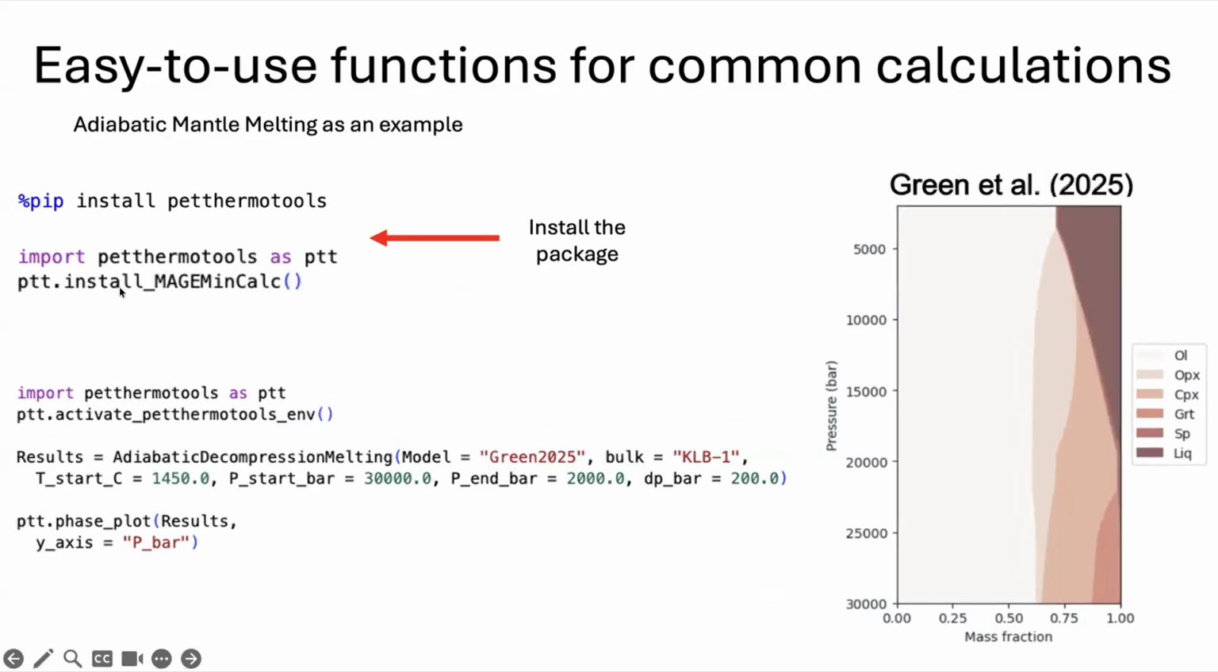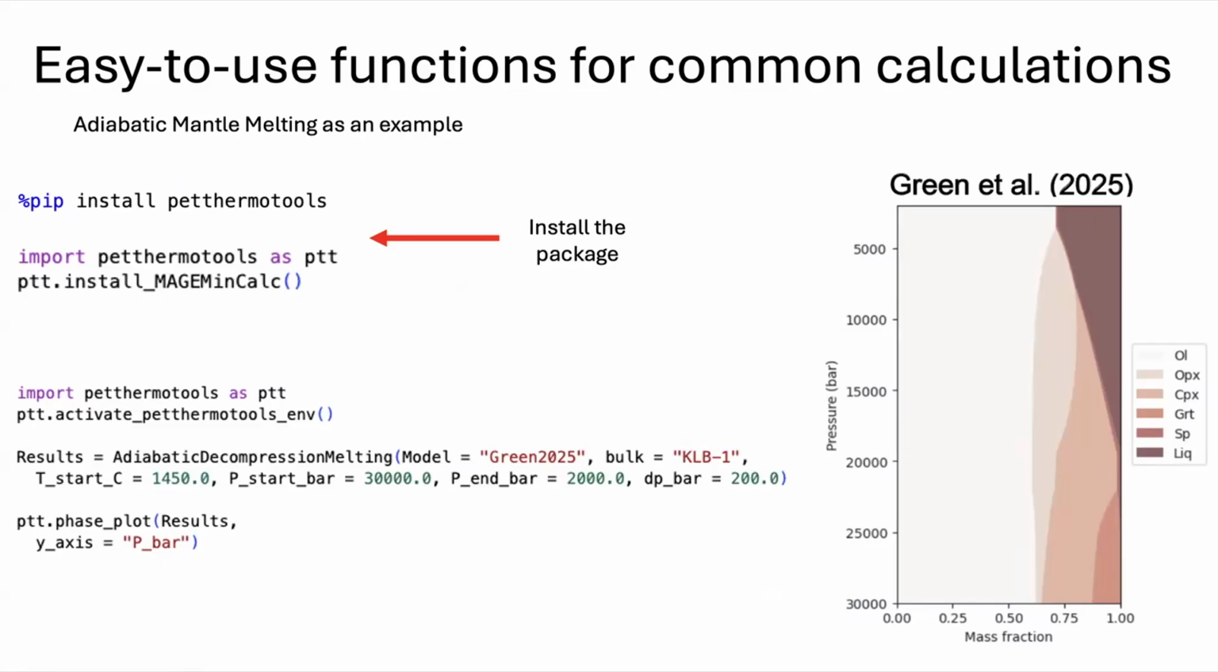So now we'll install MAGEMinCalc. What this will do is set up a connection between Python and Julia. It will set up a new Julia environment on your computer, so it won't overwrite or modify any existing Julia installations you have. And within that Julia environment, it will install MAGEMin. Once you load in PetThermoTools in your Python environment, we then need to activate the PetThermoTools environment. This just sets up and activates that Python-Julia connection.